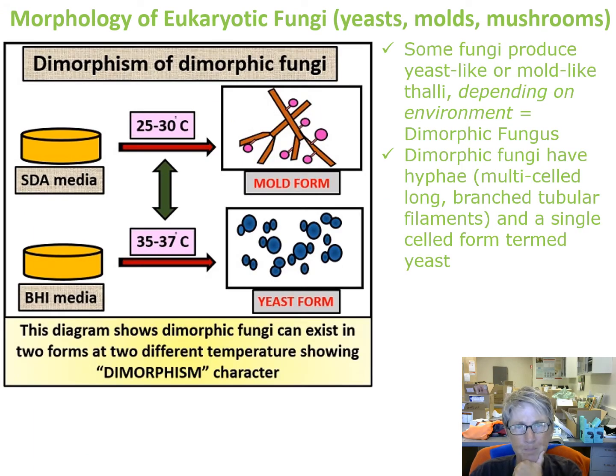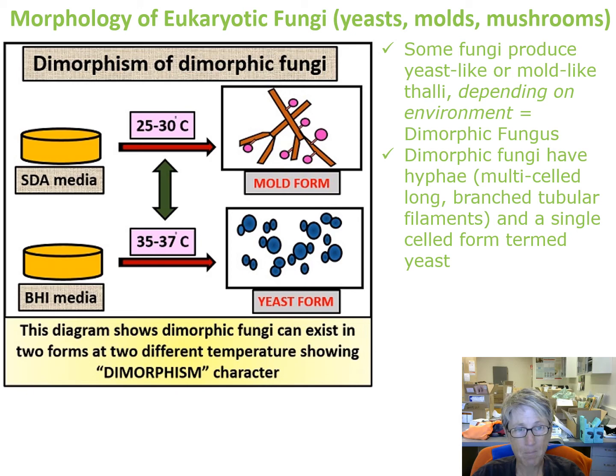So some fungi produce a yeast-like or mold-like thalli depending on the environment that it's in. So that means some fungi, depending on the environment they're living in, can make different types of thalli. And they're called dimorphic fungi.